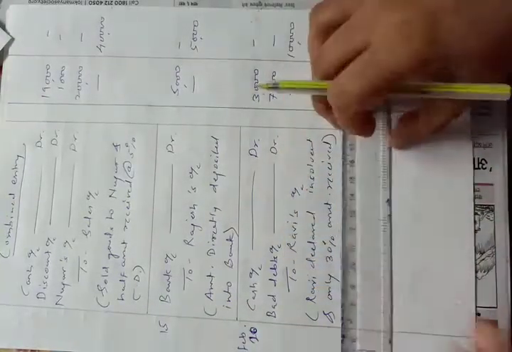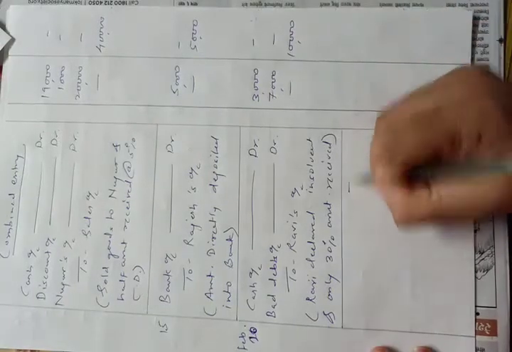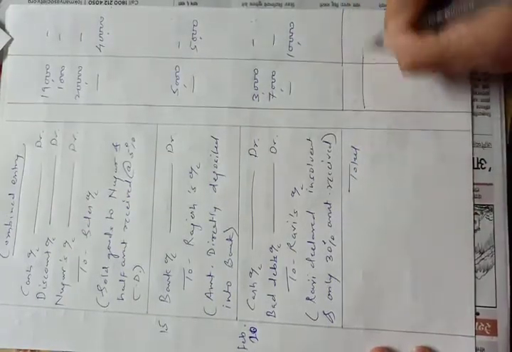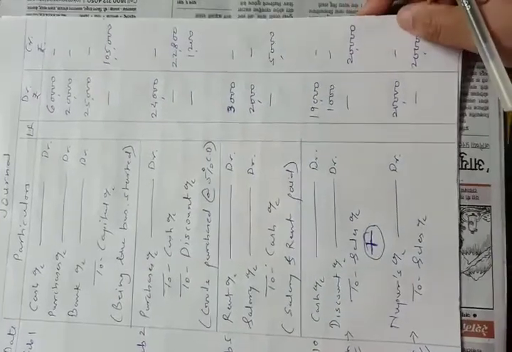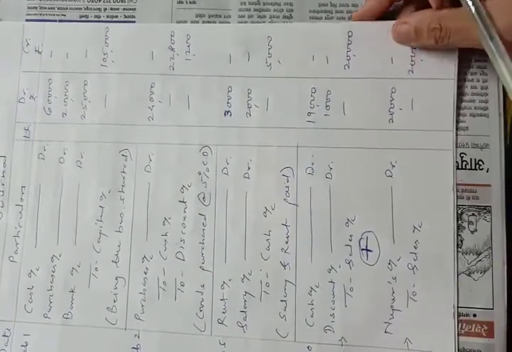This will be the entry. Okay, then you have to make the total. Debit total from the debit amount will be written here, and credit here. Okay, so you do the total. Now we have to prepare the ledger from these entries.